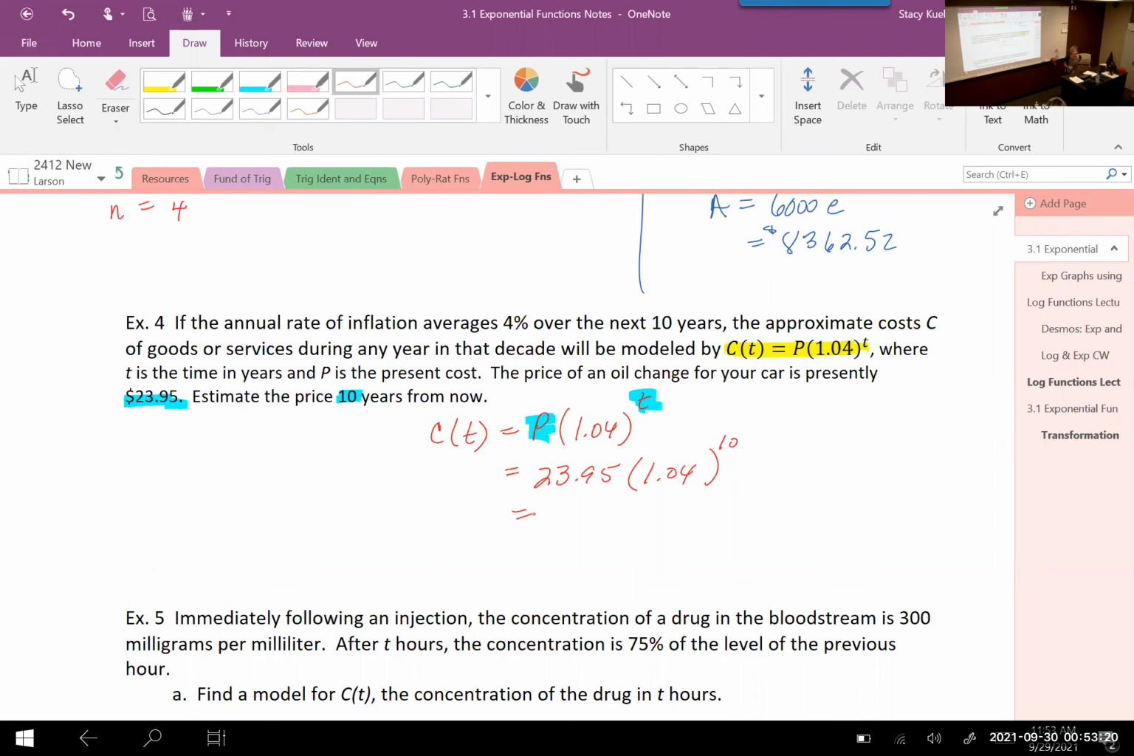Okay, what do we get? Do we get 35? 35.45. That's what I got. So it's gonna be $12 more to get an oil change in 10 years? And that's just an oil change? It's interesting, right? That's how much the oil costs.